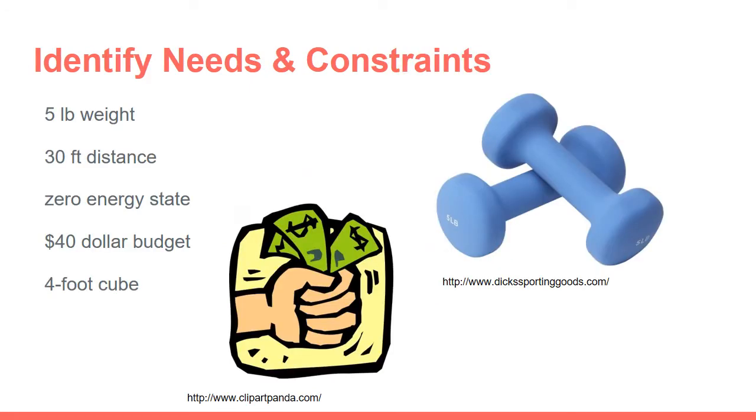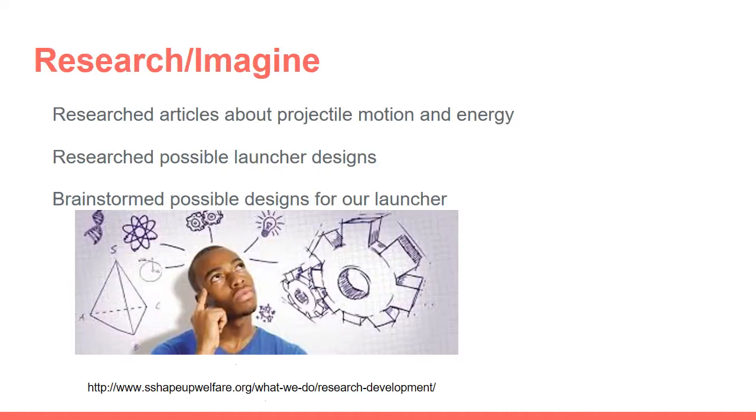We began by identifying the needs and constraints for the project. We knew we could only use a 5-pound weight, that our launcher needed to launch the projectile 30 feet, that we had to start at a zero energy state, that we had a $40 budget, and that our project had to fit inside an imaginary 4-foot cube. We used these constraints to help plan our project.